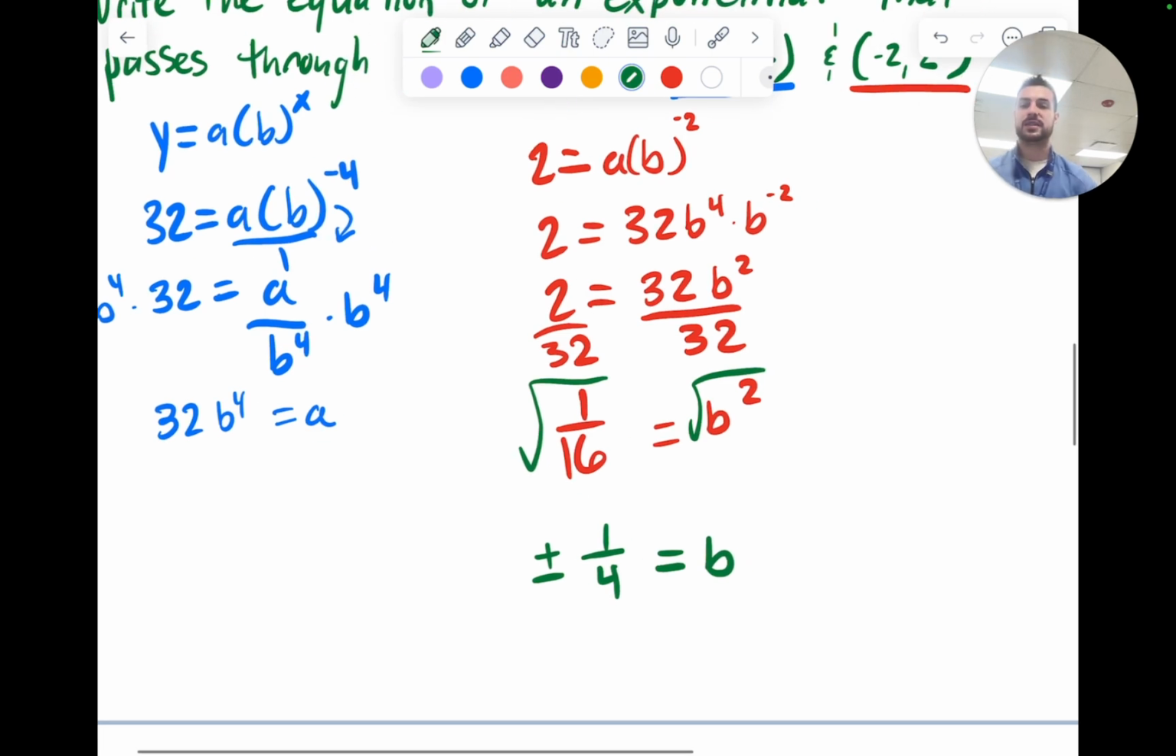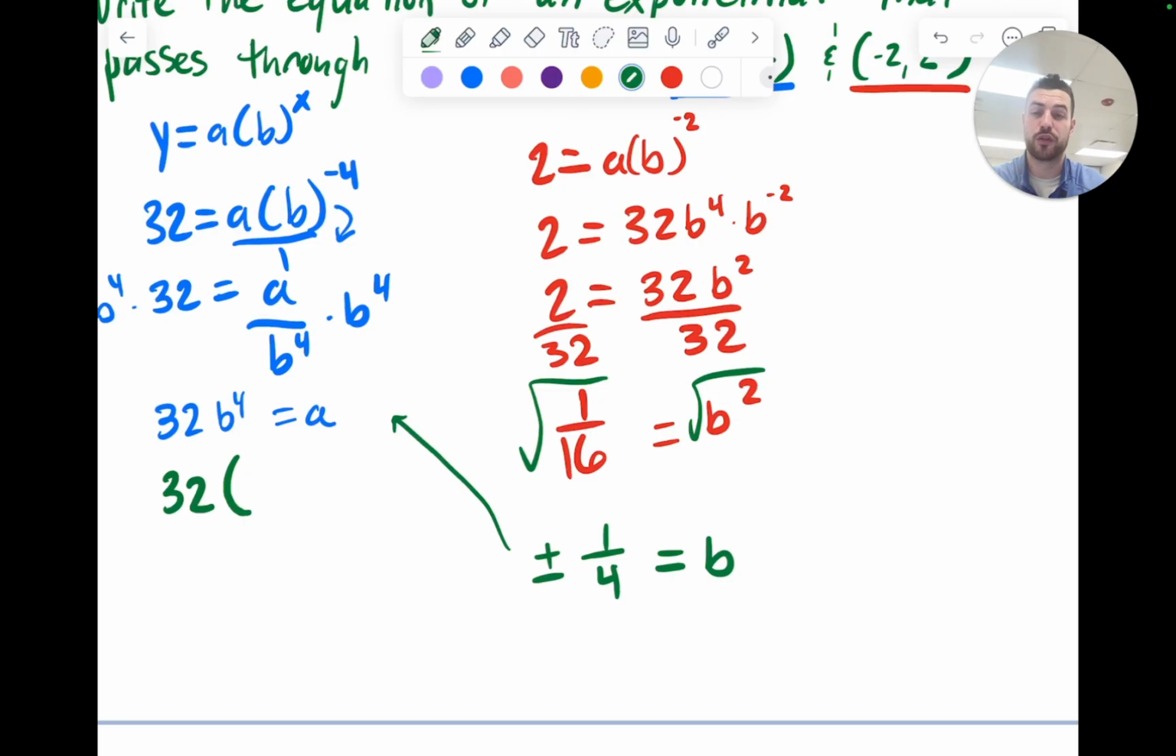Now, because I know what b is here, I can substitute back in to solve for a. 32 times, here's the interesting part. Because b is to the fourth power, even if it's a negative 1/4 or a positive 1/4, because we're going to the fourth power, it is going to be a positive. So a will be positive. So I can essentially just plug in 1 over 4, plus or minus, to the fourth power equals a. 32 times, well, 1/4 to the fourth power is going to be positive. 1 to the fourth is 1. 4 to the fourth is, well, 4 times 4 is 16, times 4 is 64, times 4 is 256.